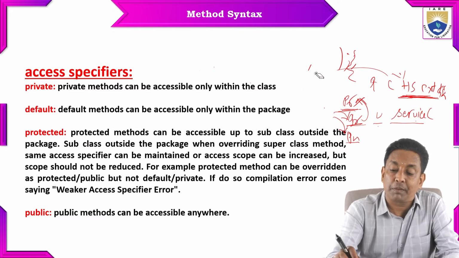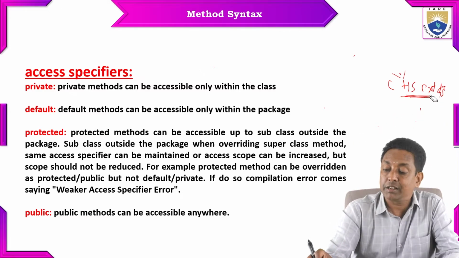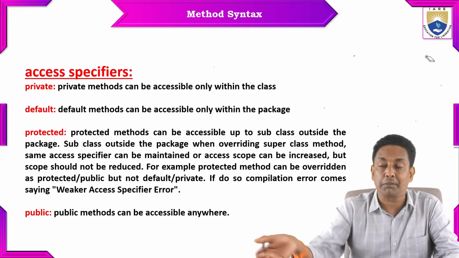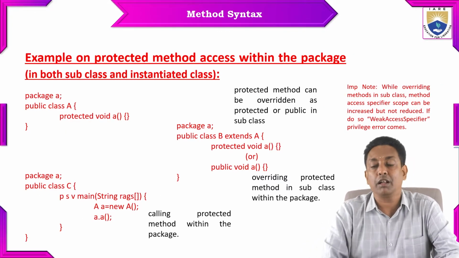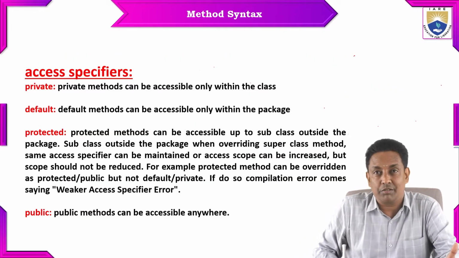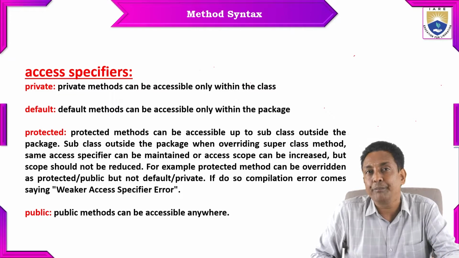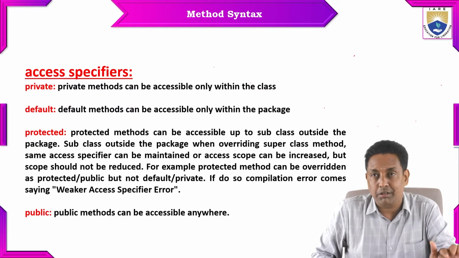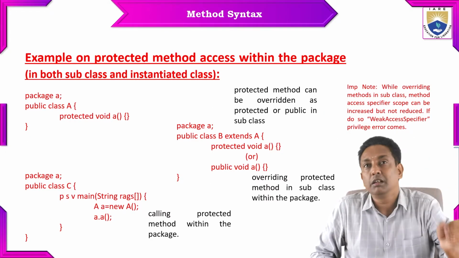And what to tell about public? Public methods can be inherited. Public methods can be accessed in subclasses and instantiated classes within the package, and in subclasses and instantiated classes outside the package. That is how public is. Now, regarding private, I need not discuss much. Private I have already discussed in the singleton classes in the previous video. Default I already said. Protected intention also I said. Now here is an example on protected.